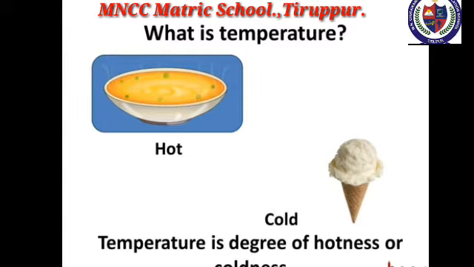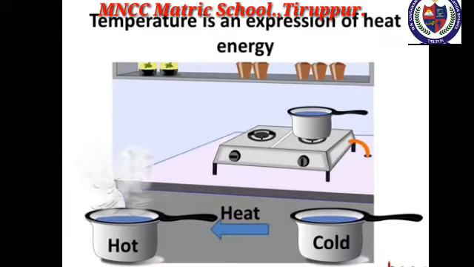Like the boiling water is very hot as it has high temperature, and ice cream is very cold as it has very low temperature. When you put a pot of water on the stove and heat it, its temperature rises. Heat is a form of energy and it is the cause of temperature. It means temperature is an expression of heat energy.